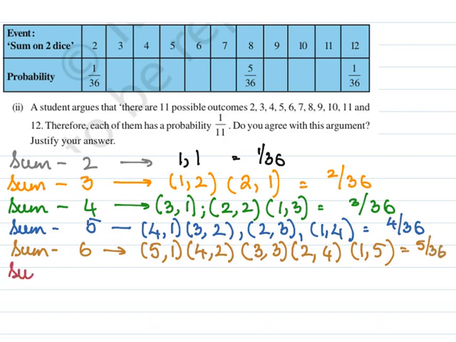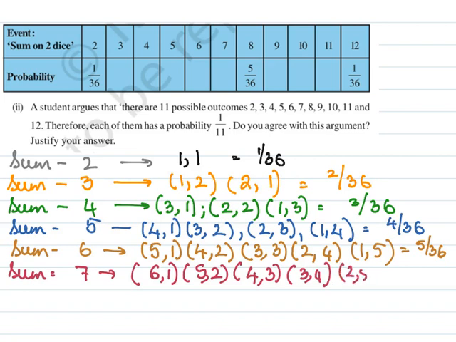Next we'll do sum 7. And to get sum 7, it could be 6, 1, or 5 and 2, or 4 and 3, 3 and 4, 2 and 5, 1 and 6. And this again would be 1, 2, 3, 4, 5, 6. So 6 out of 36.